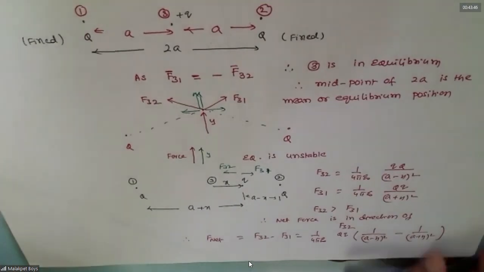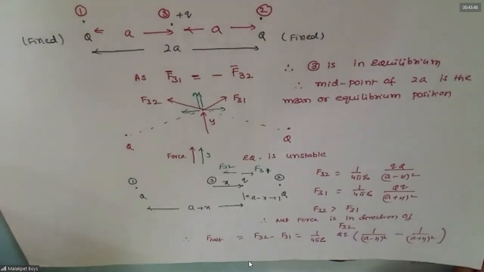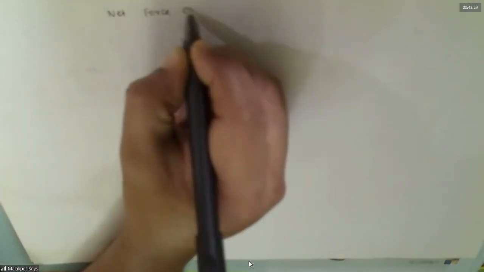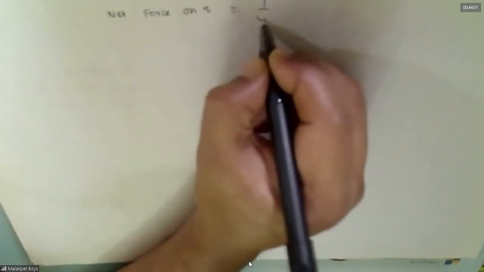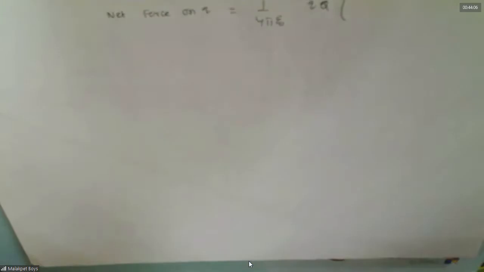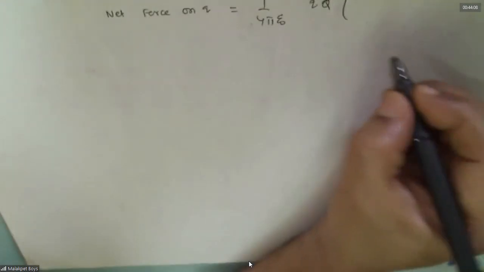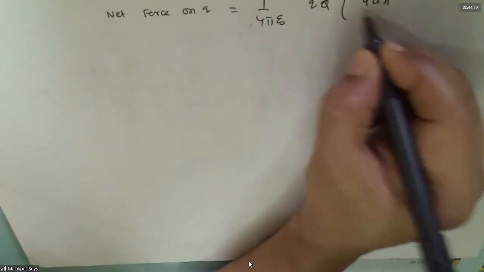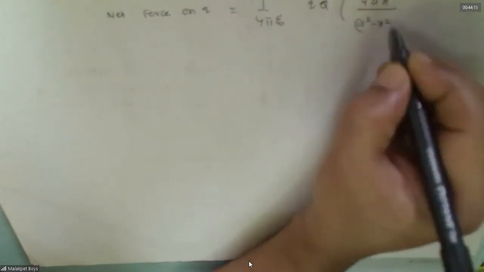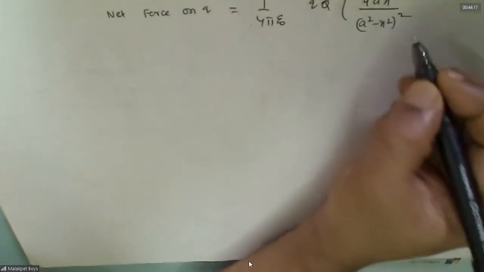Last year you have experience in the end, how much syllabus you have to brush up. Yes, sir. Completed. Done, sir. So after LCM, how much did you get? So 1 by 4 pi epsilon naught q into 4x by a square minus x square whole square. Like that. 4x by a square minus x square, again square. Yes.